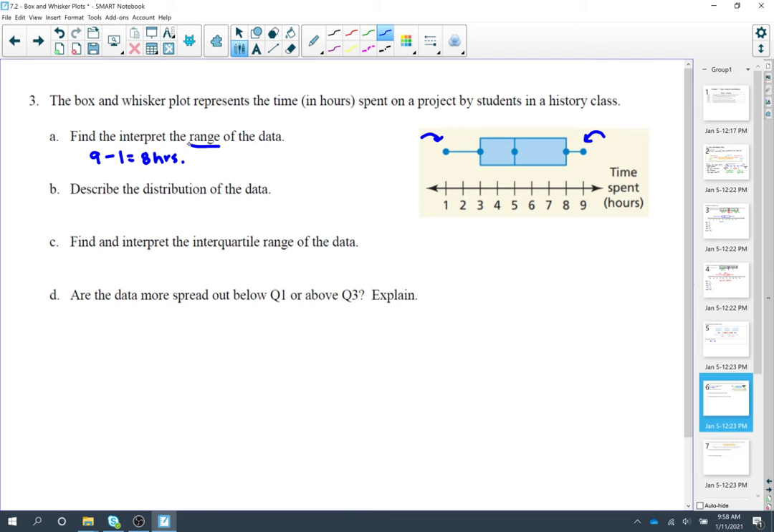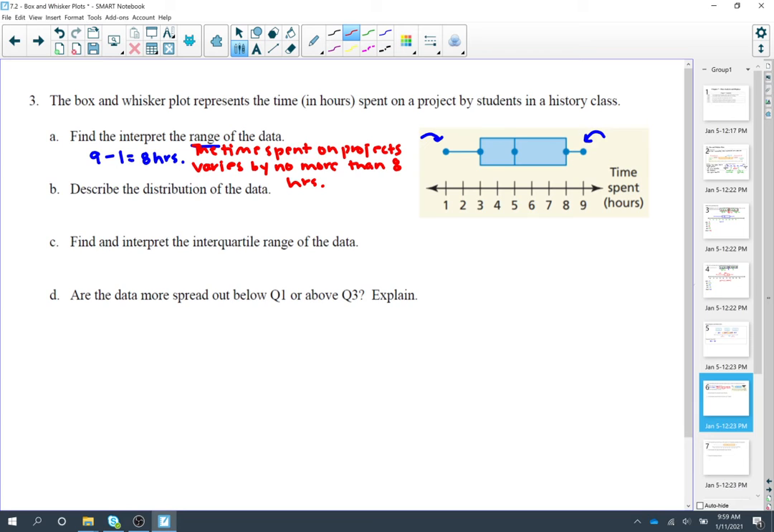hours. And then we have to interpret that, which means the time spent on projects varies by no more than 8 hours. So the quickest kid spent 1 hour on their project. The longest kid spent 9 hours on their project. So there's no more than 8 hours between the fastest kid and the slowest kid.